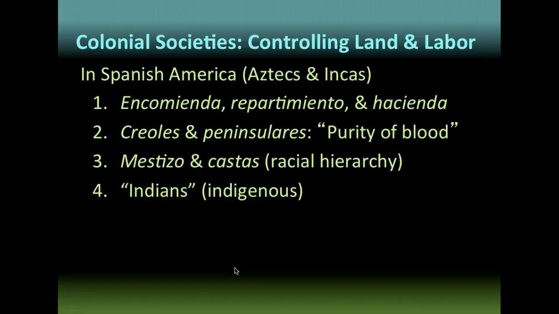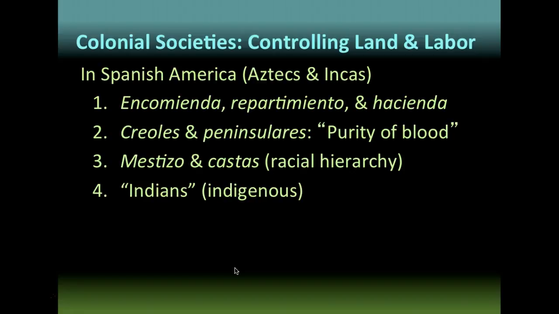Creoles are people of Spanish descent born in the Americas. So a Creole is someone who is born here, but their parents are from Spain. And they are kind of second on the social hierarchy ranking. Peninsulares are the highest rank people, and they are Spanish blood people born in Spain, in Europe. And both the Creoles and the Peninsulares have what is called purity of blood. They are pure blood because they don't mix with anyone else. They are purely Spanish and from Spain in Europe, and they are the highest ranking in the social hierarchy.